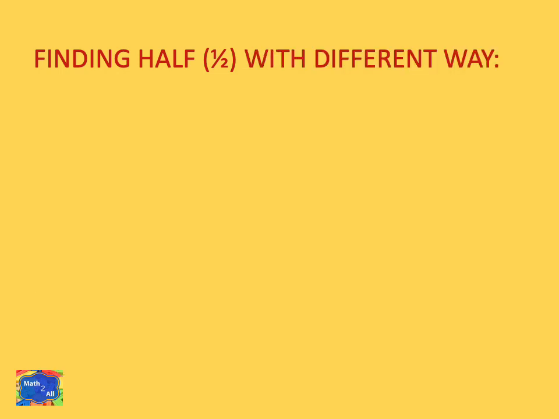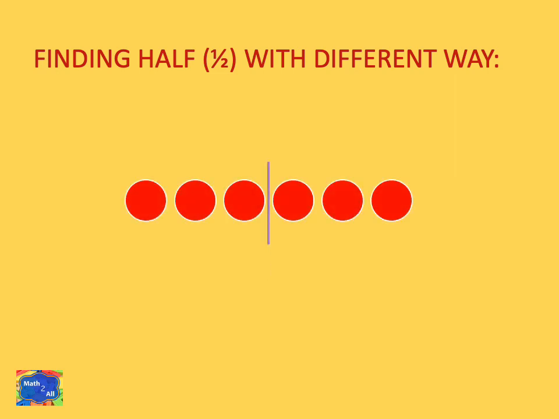To find half in a different way, you need to divide the number by 2. So I have here 6 buttons. 6 divided by 2 equals 3. So half of 6 equals 3.